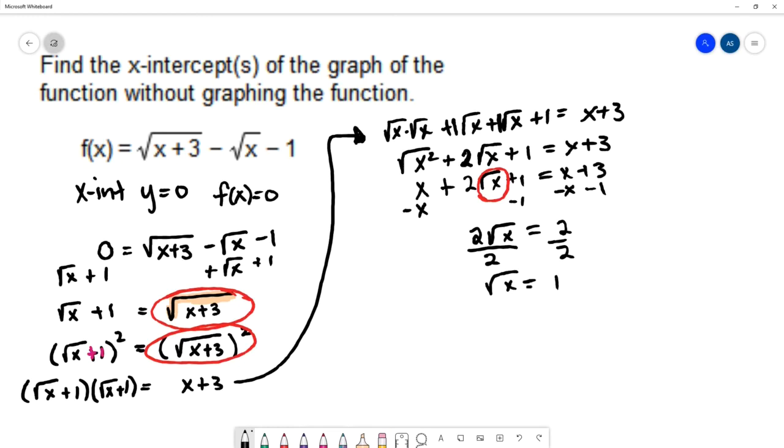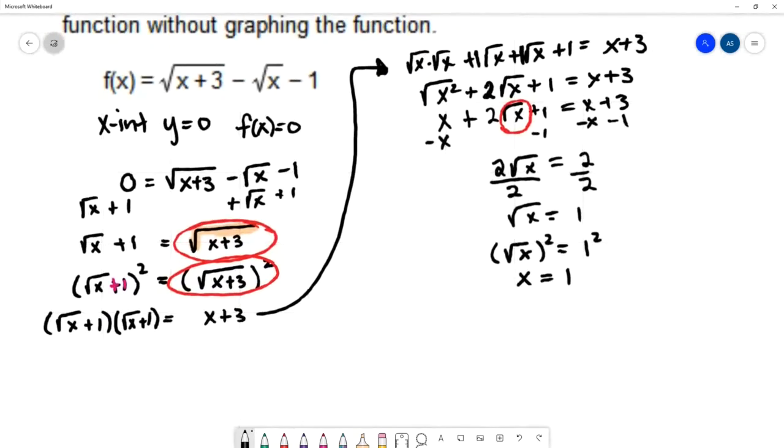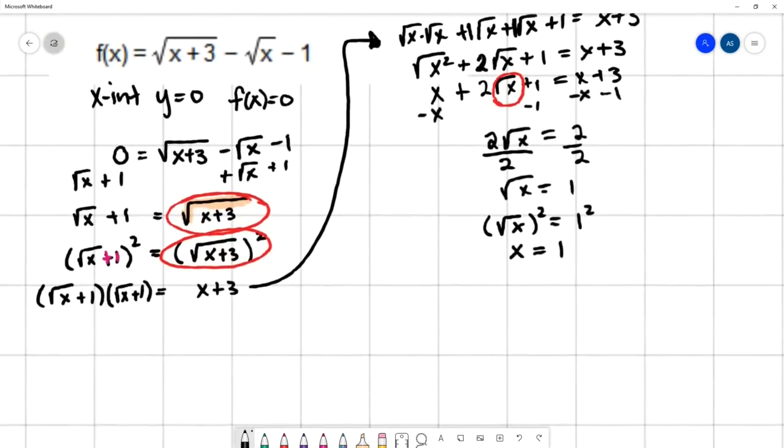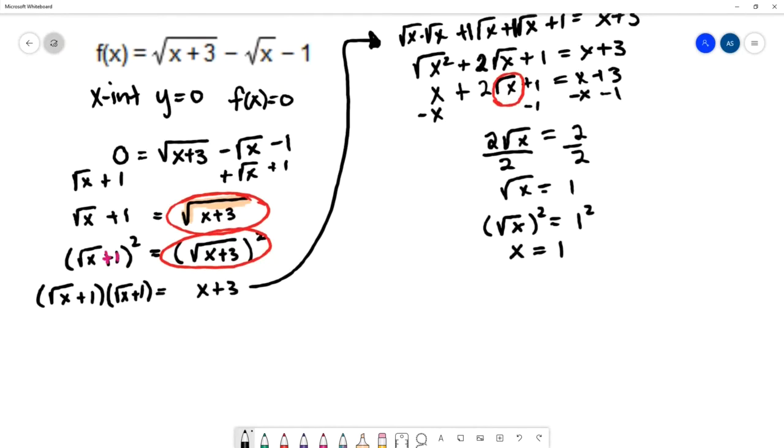Now I've isolated that radical, and I'll square both sides to get rid of it. The square root and the square cancel each other out, and 1 squared is 1. So we get the x-intercept to be 1, but we need to check our work. Anytime we solve radical equations like this by squaring both sides, you should always check, because you could get extraneous solutions.